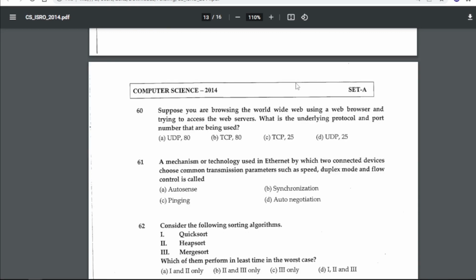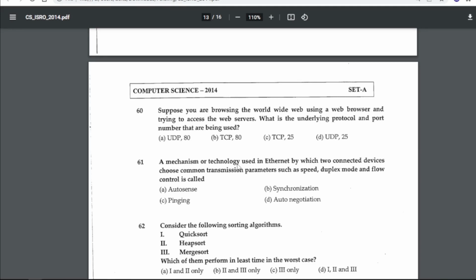Question number 60: suppose you are browsing the World Wide Web using a web browser and trying to access a web server, what is the underlying protocol and port number that are being used? For 60, if you read all these options, you will find the answer as TCP/80, right? Obviously that will be TCP/80, because for connection-oriented data communication and transfer, TCP is used.